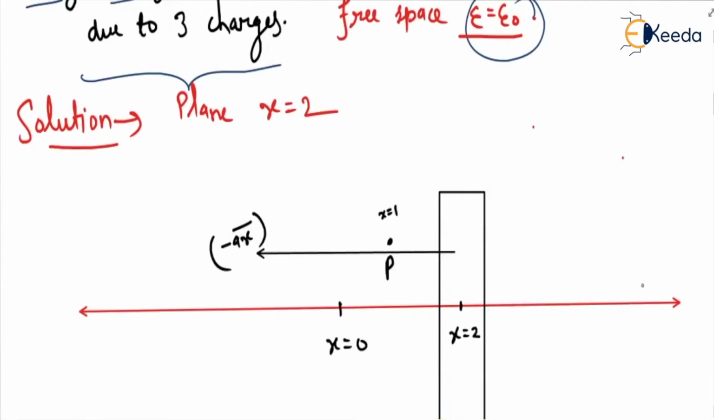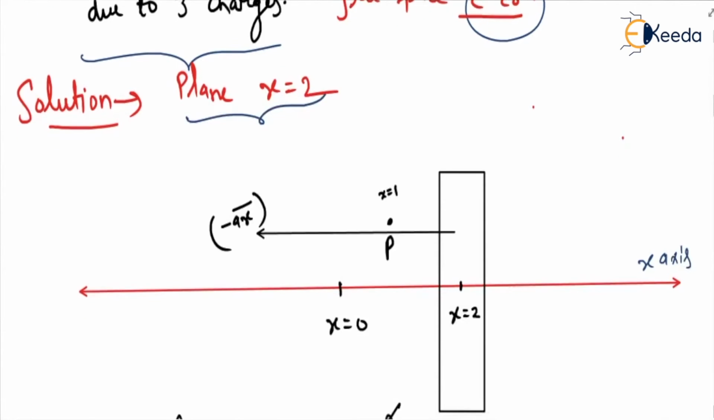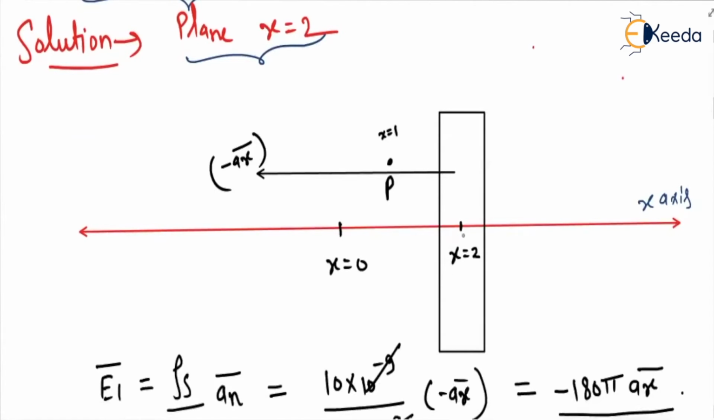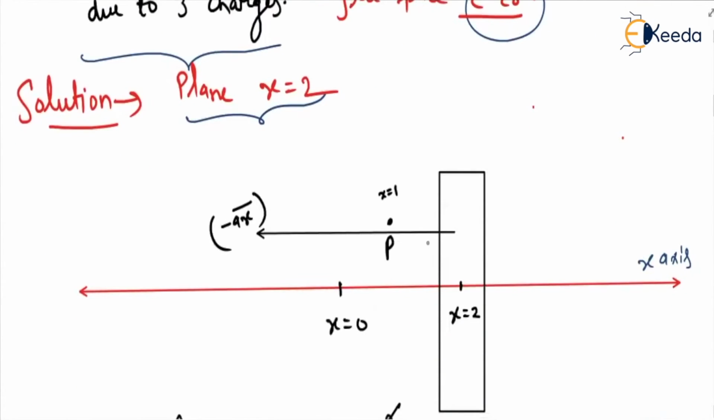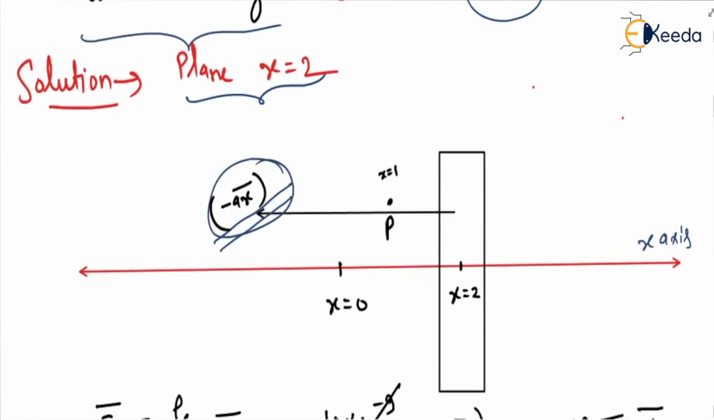So suppose this is the x-axis and we draw the figure for plane x = 2. Suppose this is the plane x = 2, and the point where we have to calculate the electric field has x = 1. So this point is to the left of the plane. When we join the vector from the plane to the point, this vector is minus a_x.